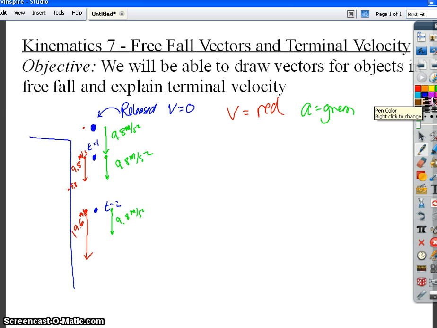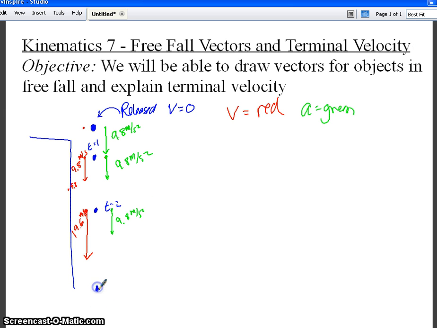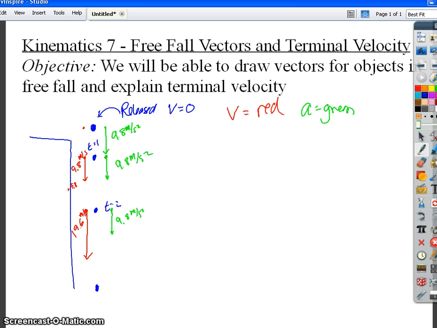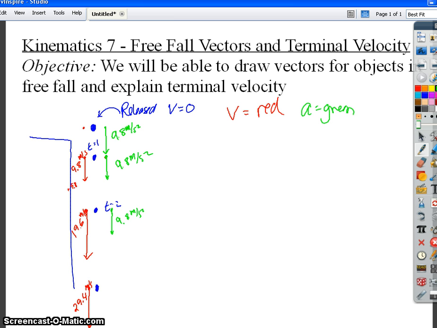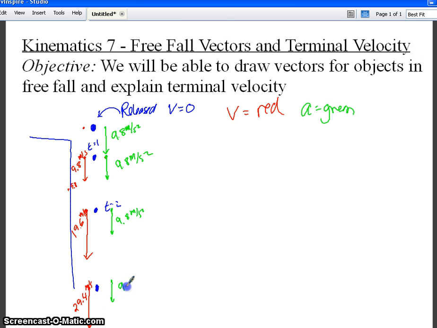So we'll do one more situation right here. We're going to do it down here. And the velocity is going to be even bigger. I ran out of space down here, but essentially it's going to be, what is that going to add up to? 29.4 meters per second, and the acceleration is still constant. So what I am trying to tell you is that acceleration is a constant value. If we drew vectors for this thing being dropped at any single point, the acceleration is going to be the same thing every single time, and the velocity is what's changing.